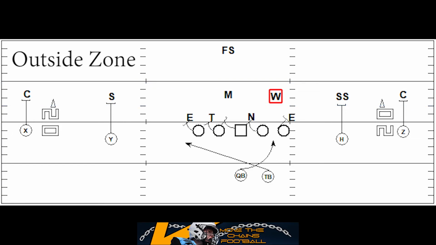So, if the linebacker scrapes over or crashes down to defend against the run, the quarterback will keep the football and run through the area vacated by that defender. If the read man sits and does not scrape over to defend the run, the quarterback will hand off the football.